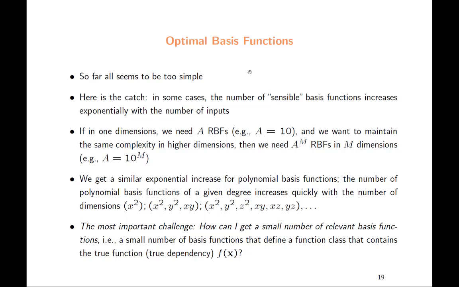Yeah, so far all seems to be too simple. So here's the catch. In some cases, the number of important or sensible basis functions increases exponentially with the number of inputs. Let's say in one dimension we need A RBFs, so maybe A equals 10. And we want to maintain the same complexity in higher dimensions. Then we need A to the power of m RBFs. So if A equals 10, then we have 10 to the power of m. And this is a really large number for even relatively small m's.